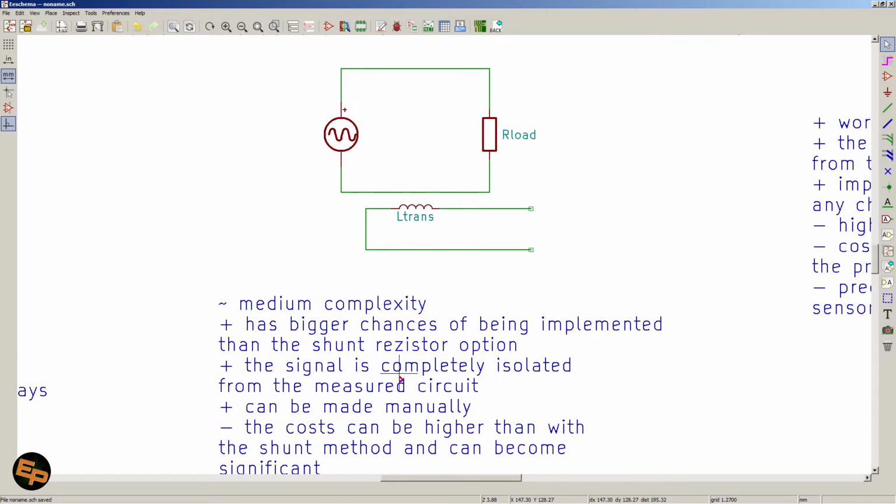Another advantage, which I will show you when we get to the workbench, is that this toroidal transformer can be made manually. Sure, it can be bought, but it can also be made manually, and for certain applications it makes more sense not to pay for an actual current transformer, but to just create it yourself.